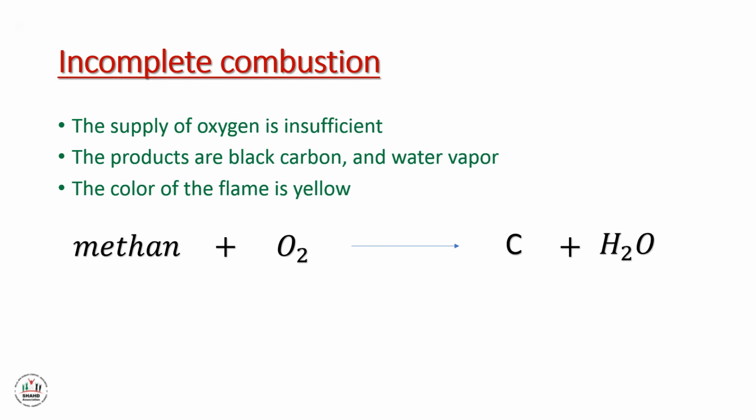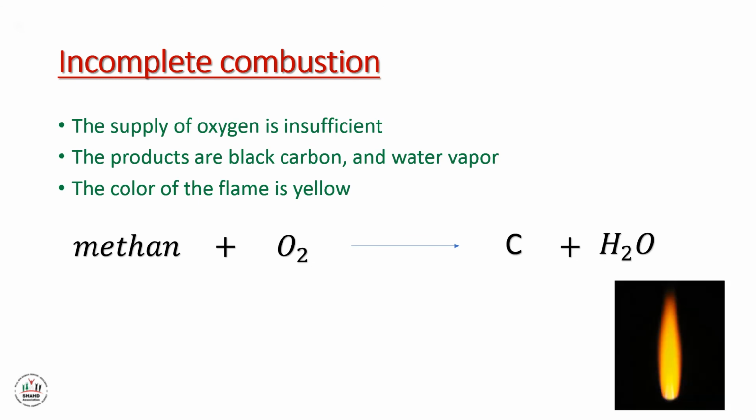Methane and oxygen are the reactants. Carbon and water vapor are the products. In this reaction, as we said, the color of the flame is yellow, like in this picture.